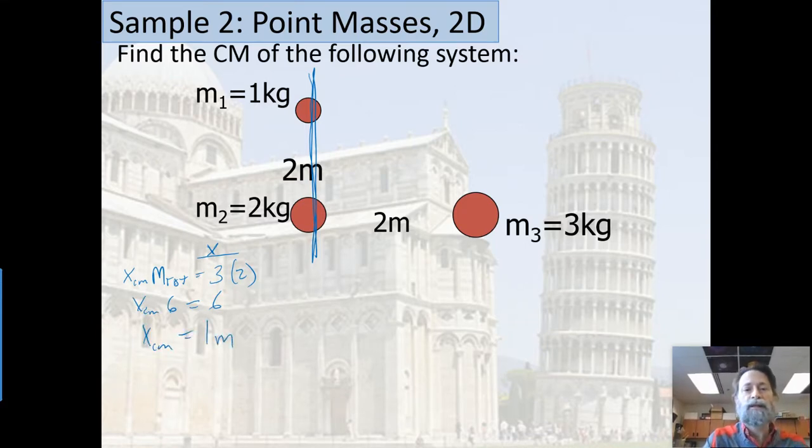Now, doesn't it make sense that if I literally just were to combine this 1 and 2 together and I have a 3 and a 3, wouldn't it make sense that my center of mass is going to be exactly halfway through that in the x point there?